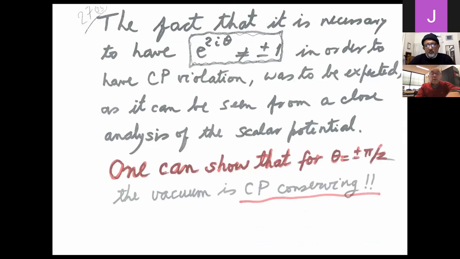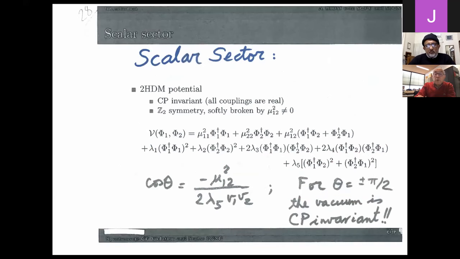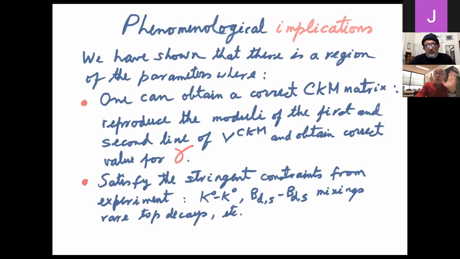So the fact that it is necessary to have this in order to have CP violation can be shown formally just from an analysis of the scalar potential, and we have done it, okay? Phenomenological implications. Now we can obtain the correct CKM, reproduce the moduli of the first and second line, and obtain the value of gamma.